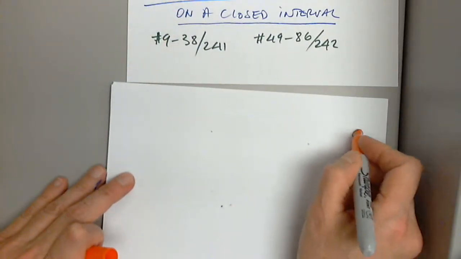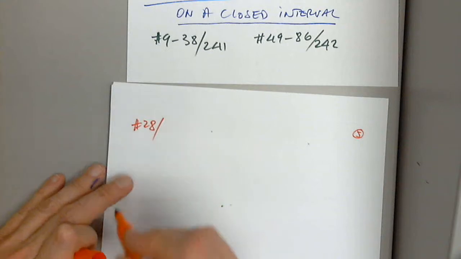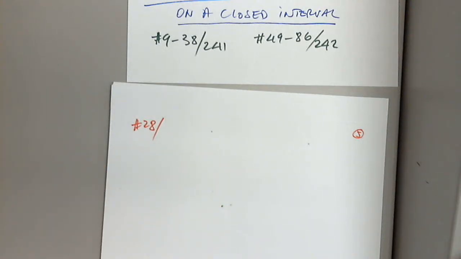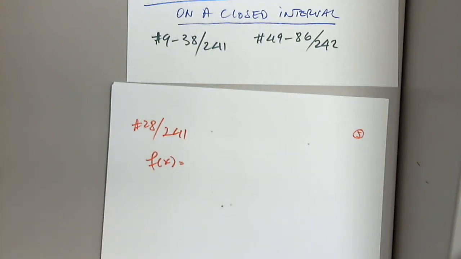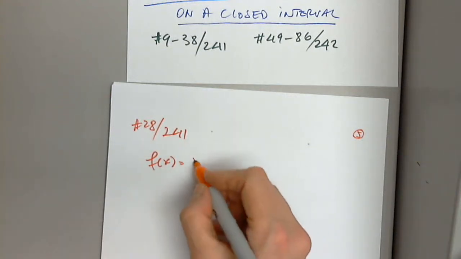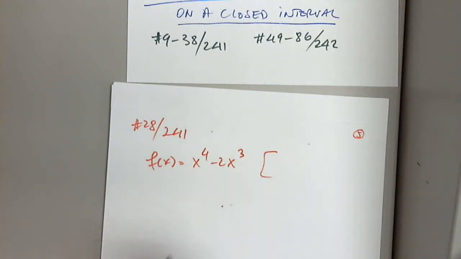On 28, on page 241, we have f of x equals x to the fourth minus 2x cubed. The given interval is a closed interval, negative 2 to 2. Let's read the question: find the absolute max and min values of each function over the indicated interval and indicate the x values at which they occur. So find the maximum and also where. Of course, I have to find where the maximum is before I find the maximum.